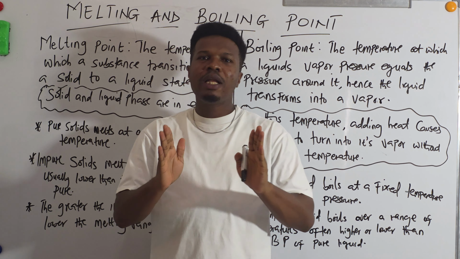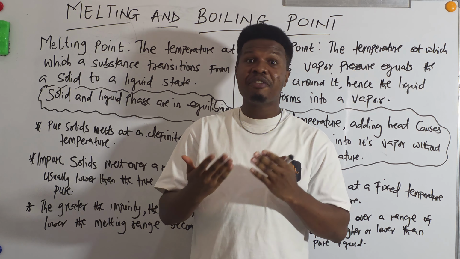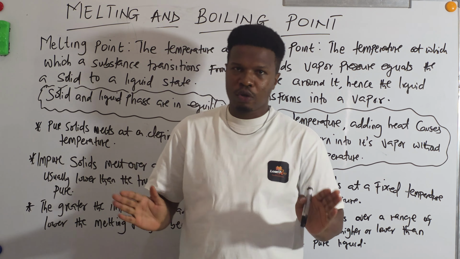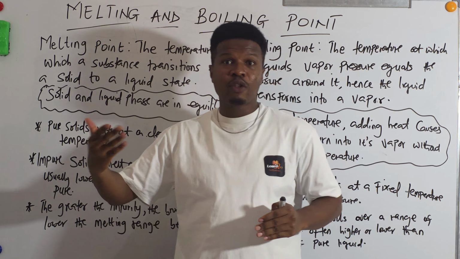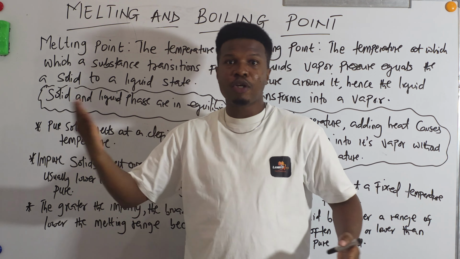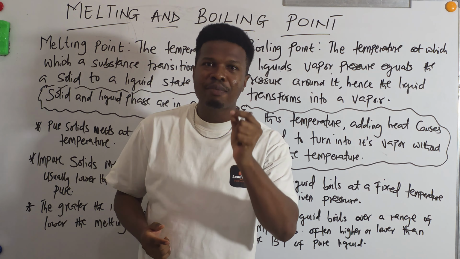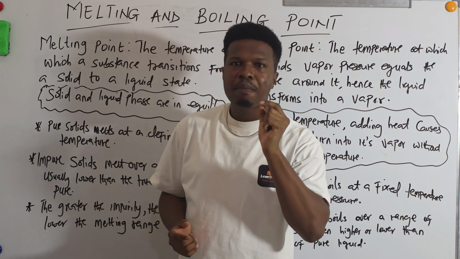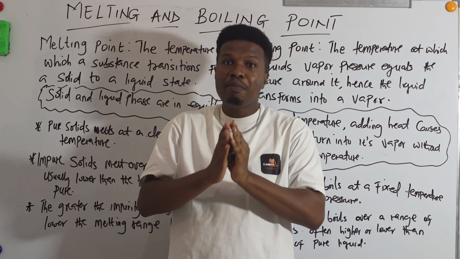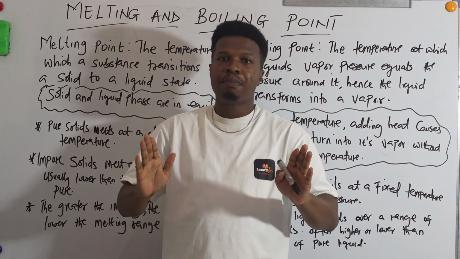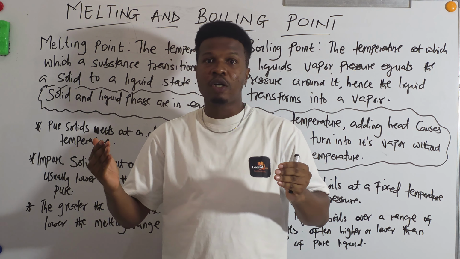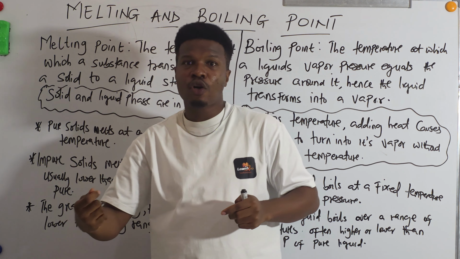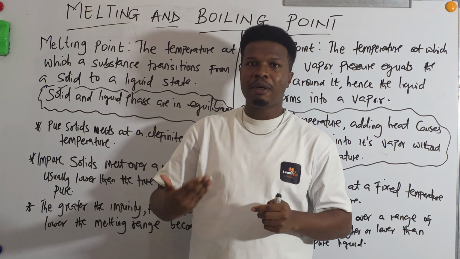Remember that boiling point and melting point are physical properties that we use to determine if a substance is pure or not. From our previous video, when I talked about pure and impure substances, I told you that pure substances have a sharp and fixed melting and boiling point. But impure substances do not have a sharp boiling and melting point, because the introduction of that impurity either lowers or increases the boiling and the melting point.